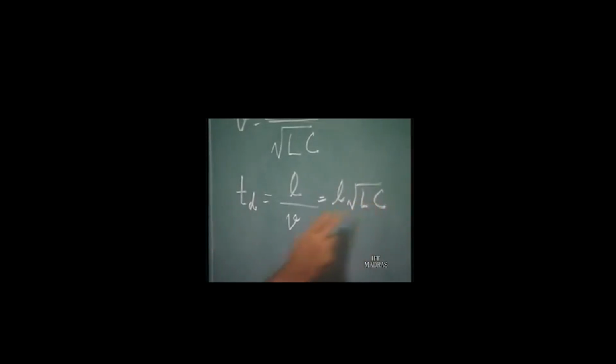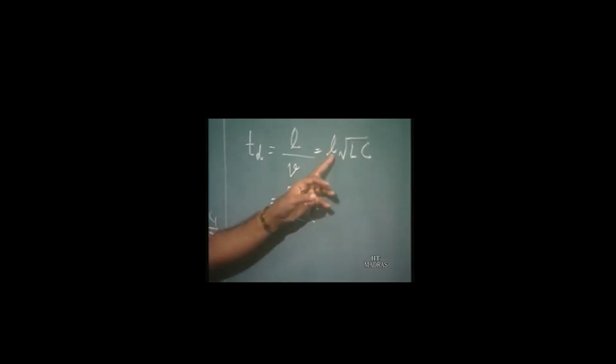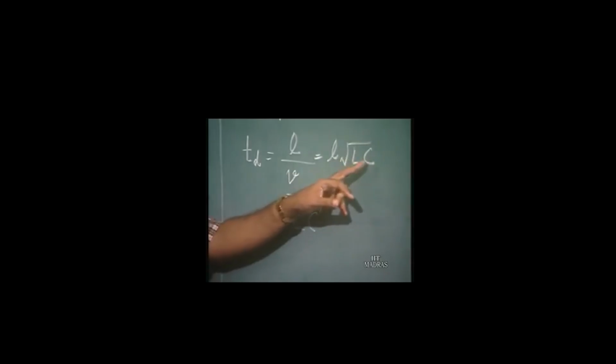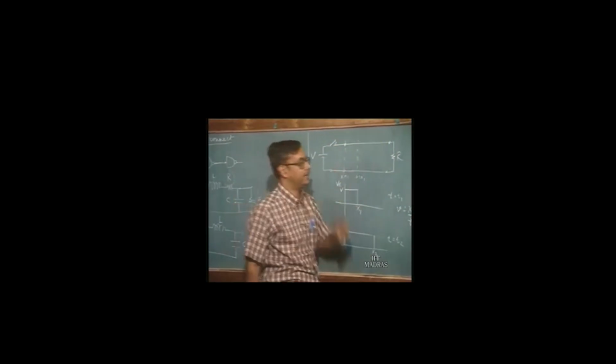Since L is inductance per unit length and C is capacitance per unit length, we can write the delay as root of L prime times C prime, where these are the total inductance and total capacitance of the line. L prime is L into the length of the line, and C prime is the capacitance per unit length into the length of the line. So this is going to be the delay of the line. For a particular line, there is an associated delay, the time required for the wave to move from the source end to the load end.